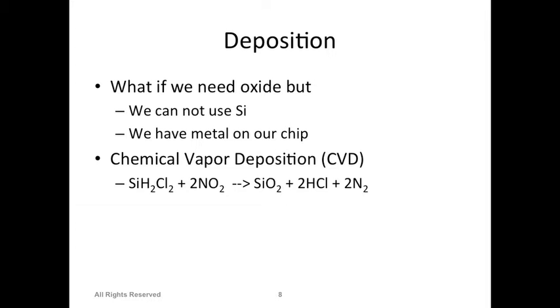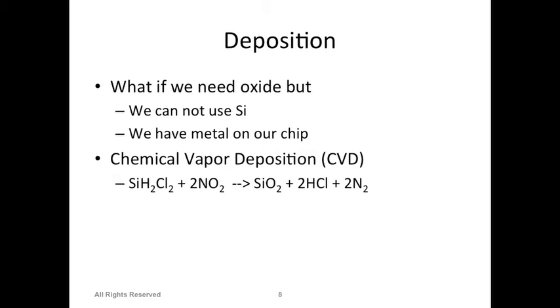So in deposition, we can deposit, let's say, silicon dioxide on the surface. Let's take a simple example. But so far we have learned that we can use oxidation, right? If we need silicon dioxide, we can use oxidation to grow silicon dioxide on the surface. Then, can you tell me a situation where we cannot use oxidation for growing silicon dioxide, and we need silicon dioxide there?